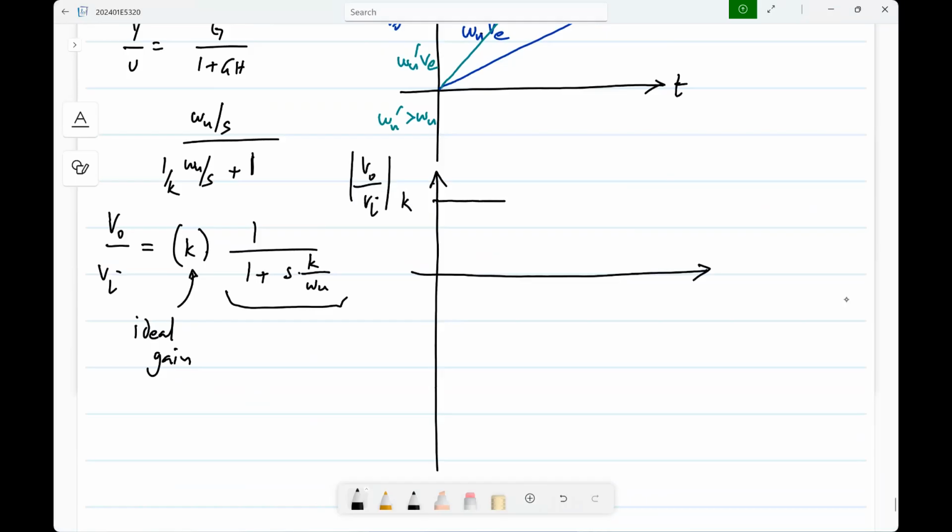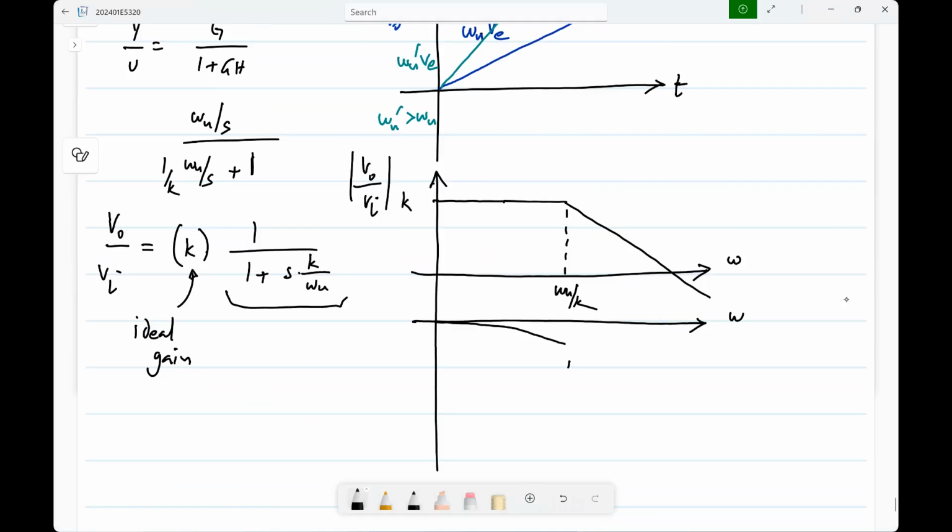And then what happens at omega u by K? It starts falling. And of course, if you plot the phase, I won't always do that, but for this case, I'll show. The phase will reach minus 45 degrees at omega u by K and eventually reach minus 90 degrees. This is the angle.